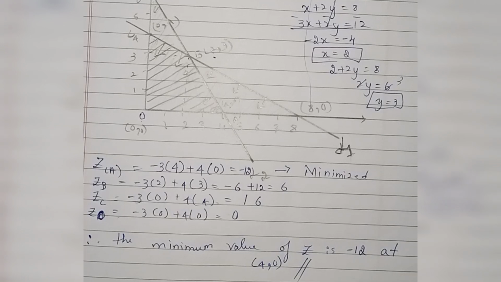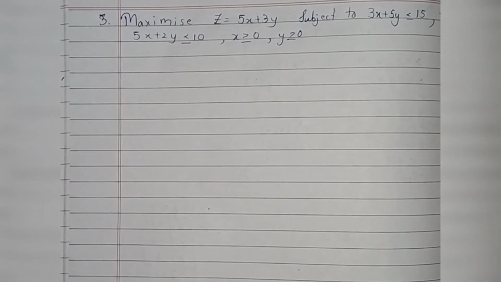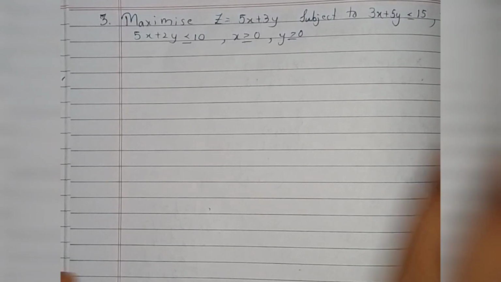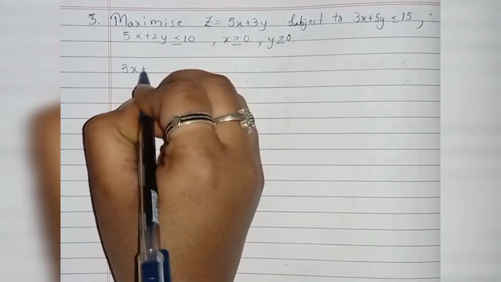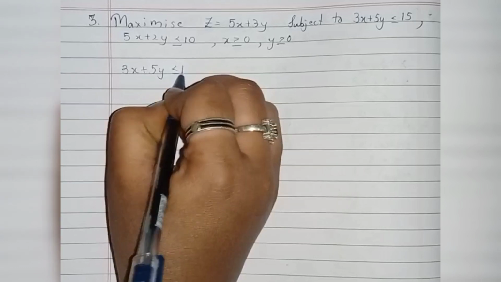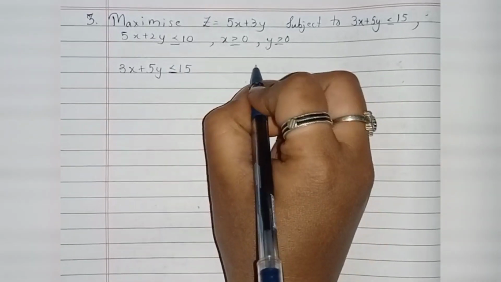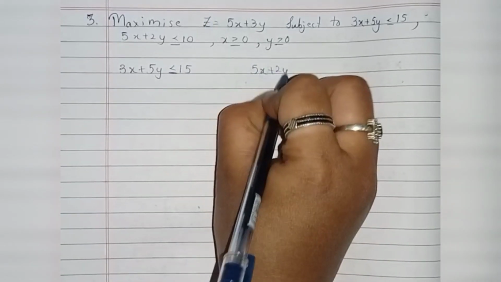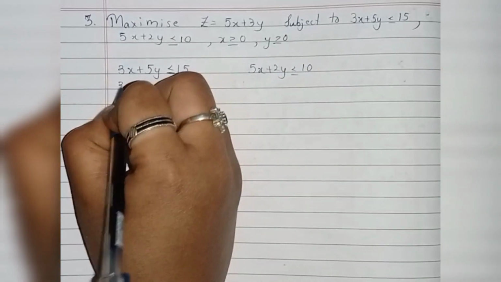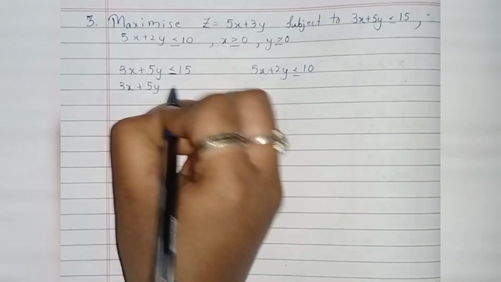And we are going to see the third problem. Third problem also we have to maximize. So Z is 5x plus 3y, subject to two constraints here. First, we'll consider 3x plus 5y less than or equal to 15 and 5x plus 2y less than or equal to 10. Now, we have to consider the equations one by one.